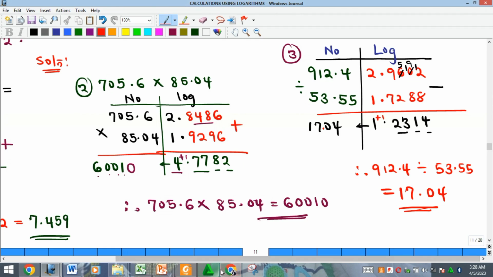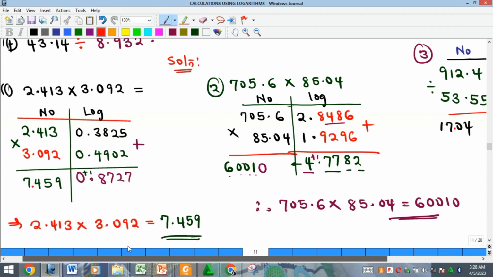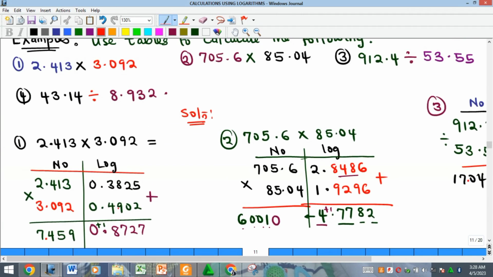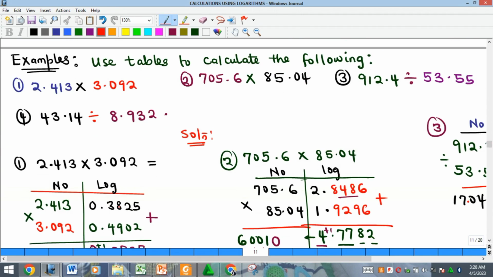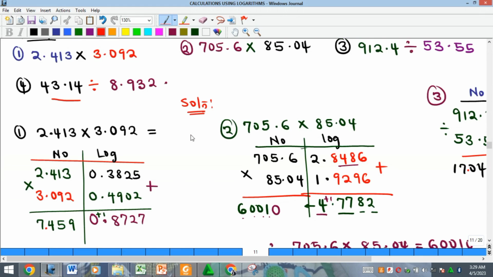So, like I said, I'm going to allow you to look at example 4 and see what you will do with it. And let me have your solution in the comment section below. That is 43.14 divided by 8.932. Of course, this is where we'll end it for this video.